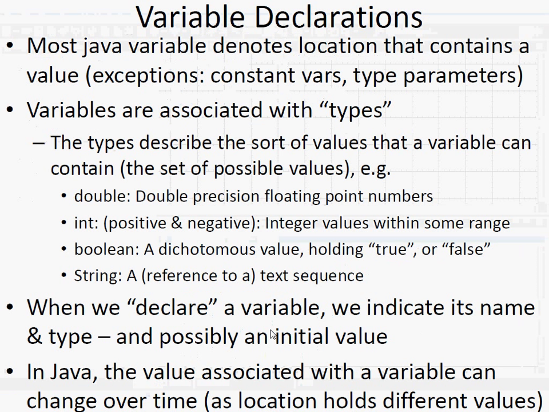So variables. These are sort of places that a value can live. There's a value associated with the variable. The variable denotes a location and it stores a value. And that can be updated over time. We may want to update that.